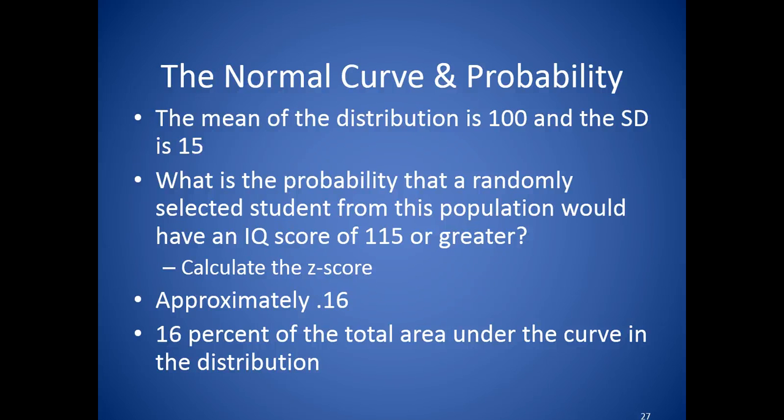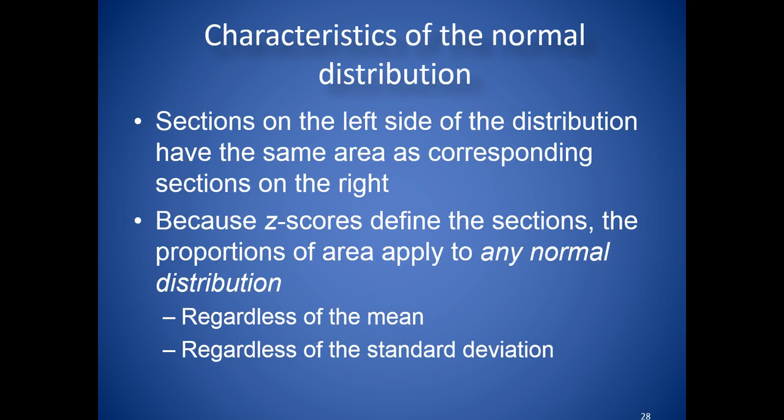So what the question is, what is the probability that a randomly selected student from this population would have an IQ score of 115 or greater? Calculate the z-score. Well, the answer is approximately 16, or 16% of the total area under the curve in the distribution.